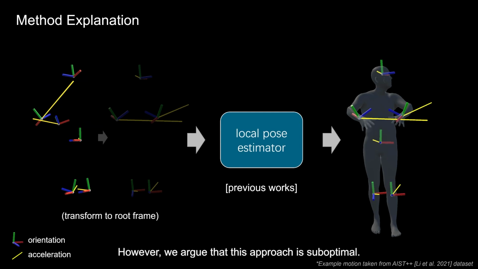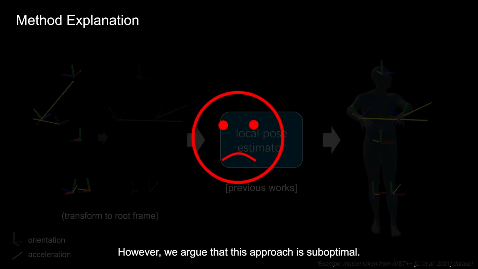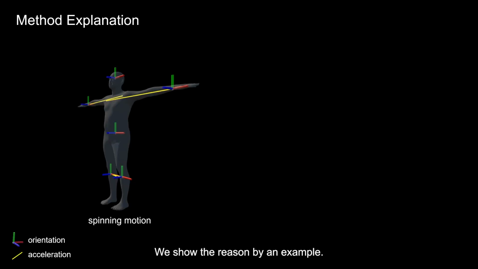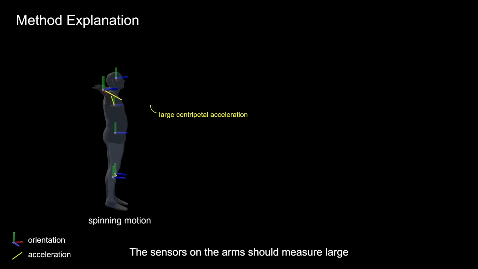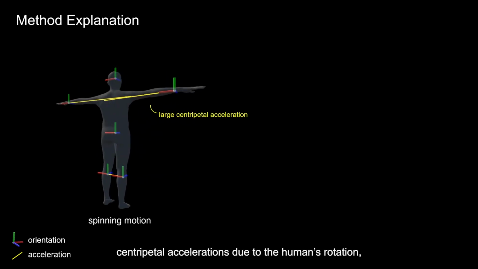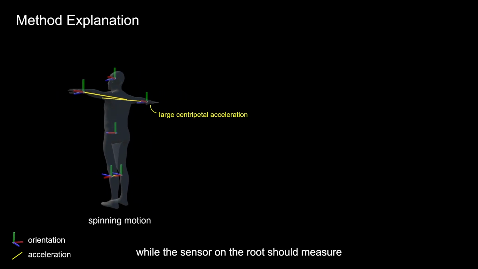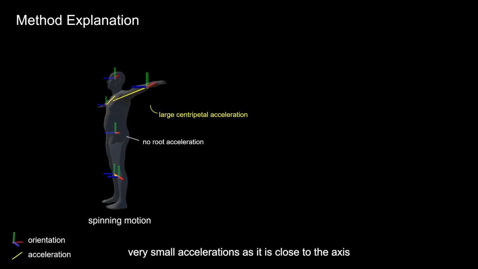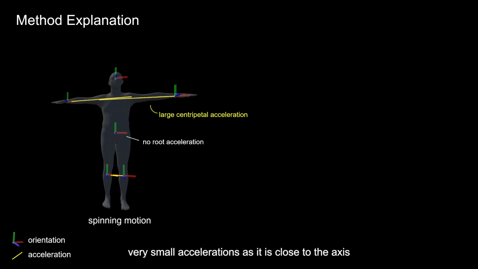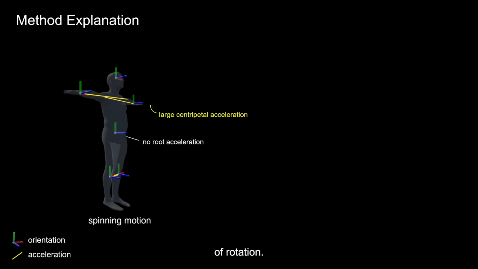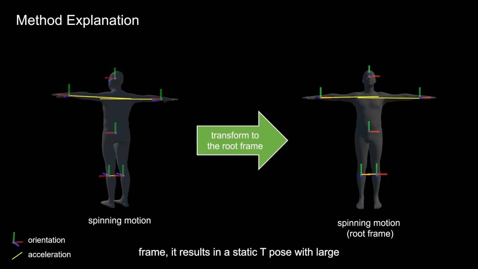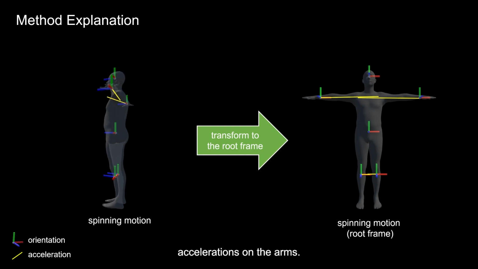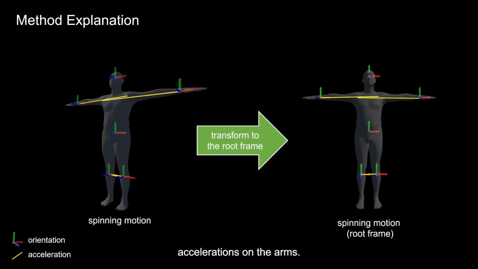However, we argue that this approach is suboptimal. We show the reason by an example. Let's consider a spinning motion. The sensors on the arms should measure large centripetal accelerations due to the human's rotation, while the sensor on the root should measure very small accelerations as it is close to the axis of rotation. When transformed to the human's root frame, it results in a static T pose with large accelerations on the arms.